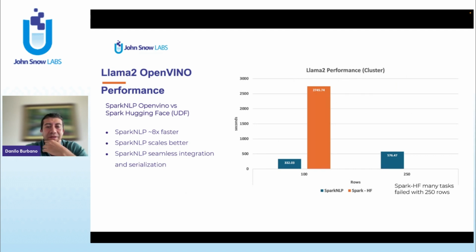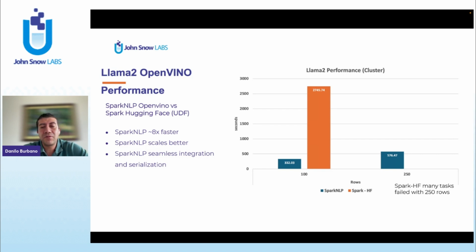This setup demonstrates how it was behaving, right? The bar chart on the right illustrates the performance of Llama 2 across different data sizes. Comparing Spark NLP OpenVINO and Spark Hugging Face, the results highlight the significant performance benefits of using Spark NLP OpenVINO. As we can see here, for processing 100 rows, Spark NLP completes the task in 330 seconds, whereas Spark Hugging Face takes 2,700 seconds. This demonstrates that Spark NLP is approximately 8 times faster.